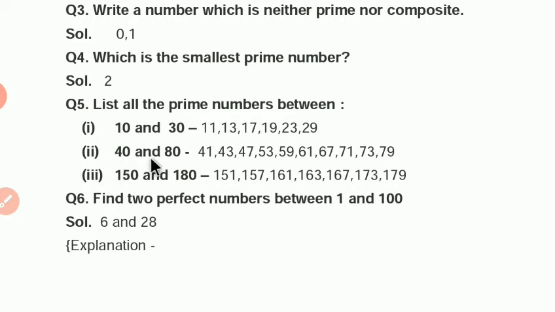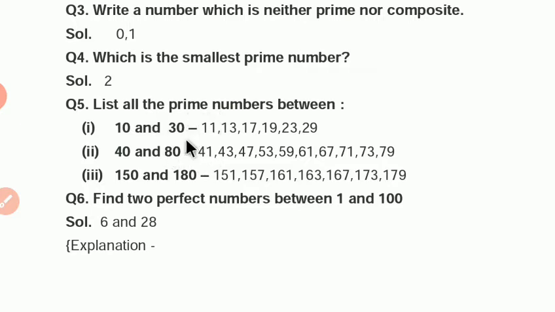Then between 40 and 80, from 41 to 80, we have to see which are the numbers divisible by 1 and itself only. You can see that even numbers are not prime, because all even numbers are divisible by 2 or have more than 2 factors. So we have to look directly at odd numbers, which are not divisible by 2.